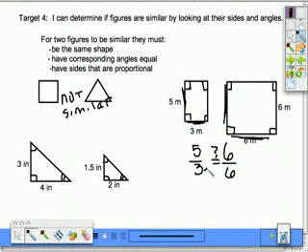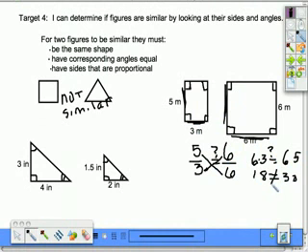I test if they're proportional, their cross products are equal. 6 times 3 should equal 6 times 5. Does 6 times 3 equal 6 times 5? Well, 6 times 3 is 18. 6 times 5 is 30. Those are not equal, so their sides are not proportional. That makes these two figures not similar.